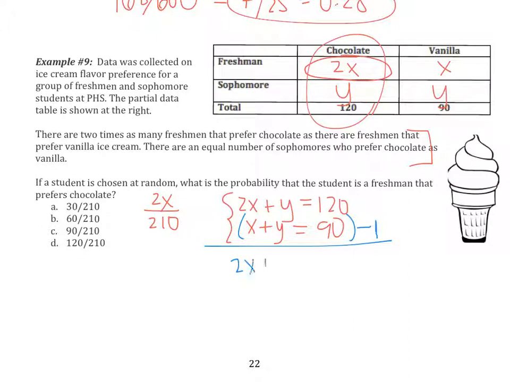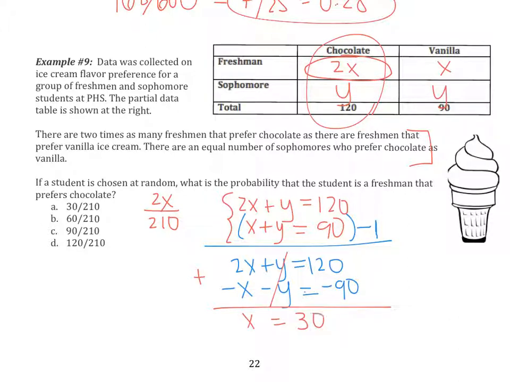So keep the first equation the way that it is. Bottom equation we multiply by -1. What is this called? Elimination. Now, when we add together, those y's cancel out. We get x equals 30. Now, when we go back into our probability, 2x will be 60. So we get 60 out of 210, which is answer B.